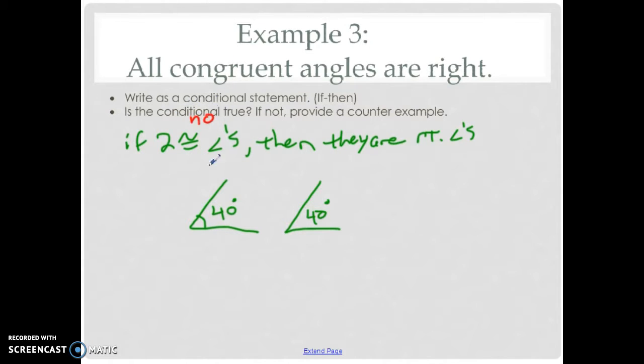The answer is no, because I was able to prove the hypothesis correct without the conclusion being true. And my counterexample is that picture. Any picture you can draw that makes the hypothesis true, that disagrees with the conclusion is a good counterexample.